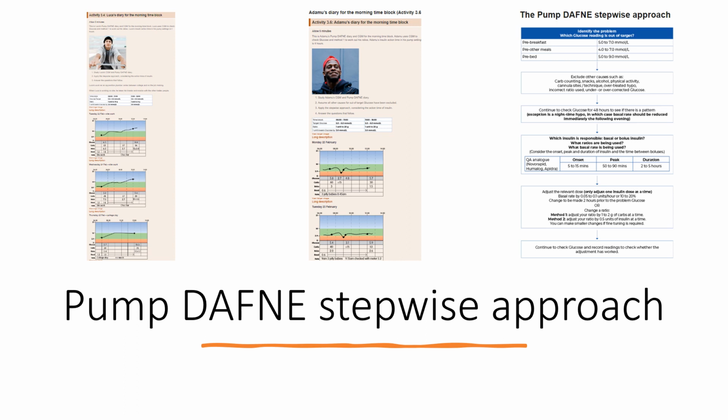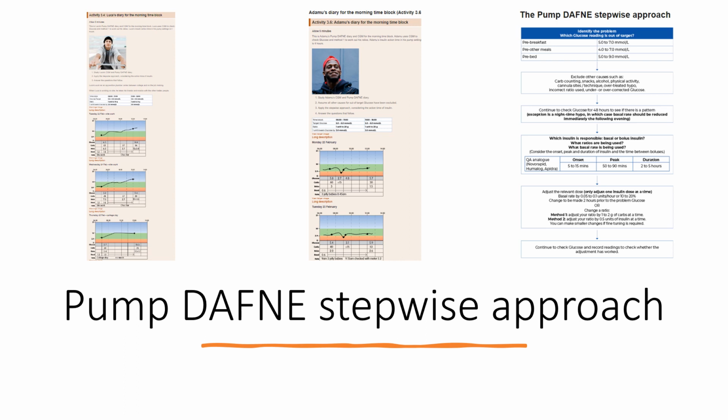There are 2 ways to adjust ratios using the bolus advisor. Method 1, adjusting by 1 to 2 grams of carbs per unit of insulin. Method 2, adjusting by 0.5 units of insulin to 10 grams of carbs, as in MDI DAFNE.